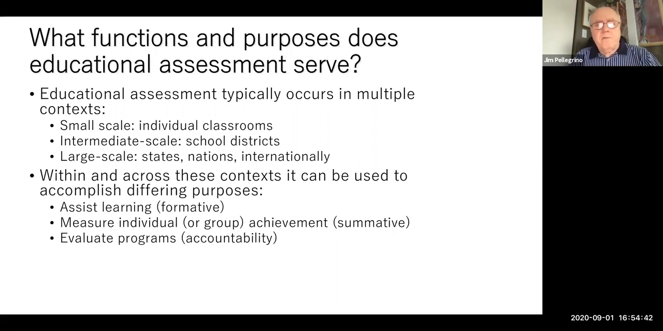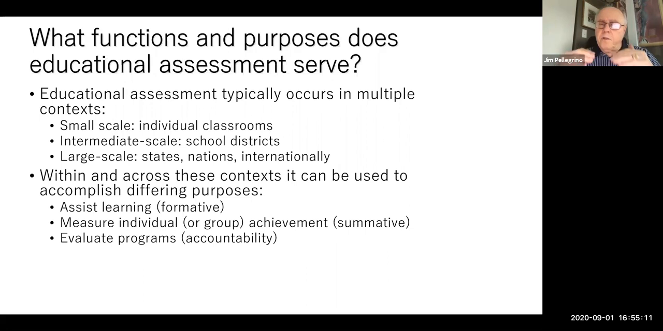Here I've listed the fact that educational assessment typically occurs in multiple contexts. At the small scale, we're talking about individual classrooms. At an intermediate scale, we could be talking about school districts or prefectures. And at the large scale, we could be talking about units which are larger, such as states, or we can talk about national assessments or even international assessments, such as things like PISA.